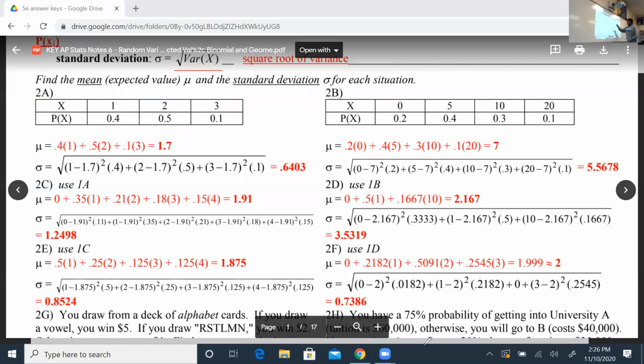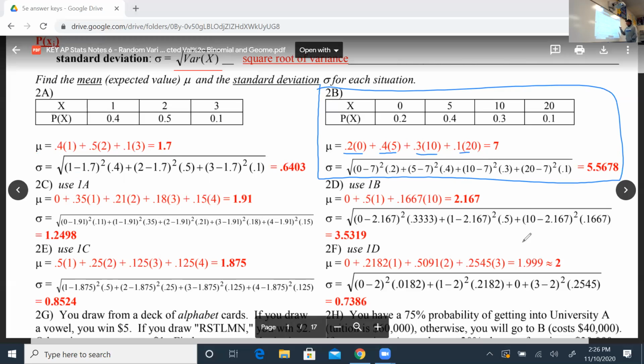Then in 2B, I'm going to go ahead and square this, you can see it. Look how long this one is. If you had this situation right here, where you had a 0, a 5, a 10, and a 20, to get the mean, I'm going to go 0 times 0.2 plus 5 times 0.4, I wrote it the other way, but fine, plus 0.3 times 10 plus 0.1 times 20, and that comes out 7.